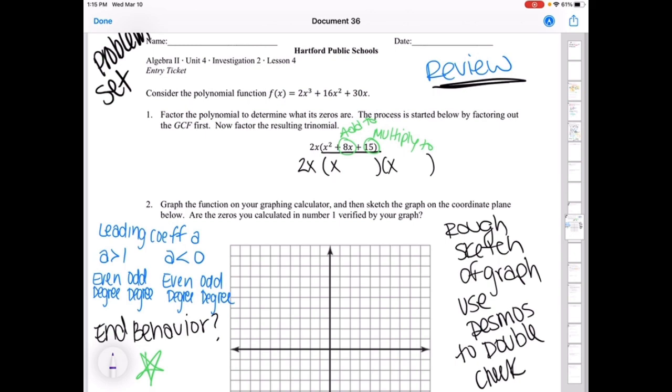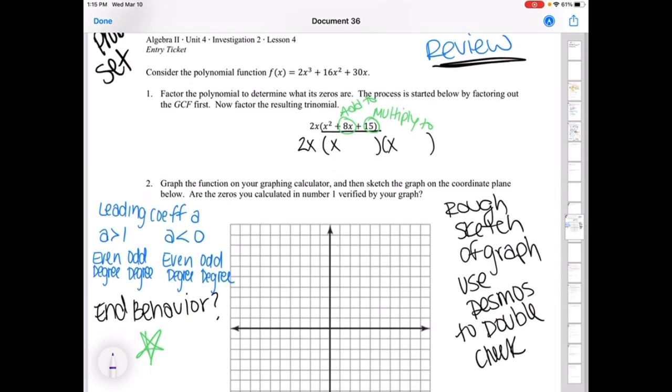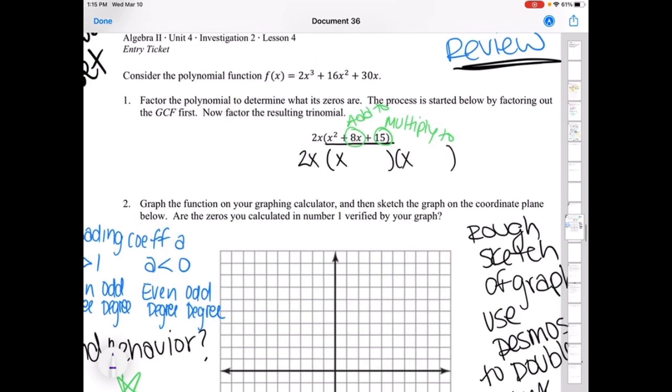Moving on to the entry ticket for lesson 4 review. I'm just going to go over a couple key points, right? I need you to remember that whenever you're factoring, they already factored out this 2x for you, but they're asking you to factor the quadratic that's right next to here.